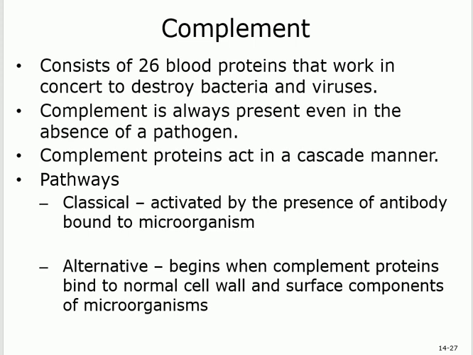The alternative pathway starts when the complement proteins, it's 26 different types of proteins. We don't need to know the details, but just remember it's 26 types of proteins. So when these proteins, or some of them, bind to normal cells and the surface components of the microorganisms, it will be activated. This is an alternative, so this is not the normal pathway, an alternative pathway. Did we get the idea about the complement?